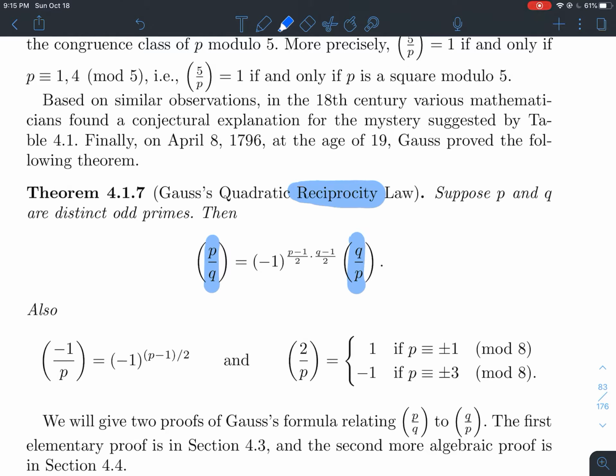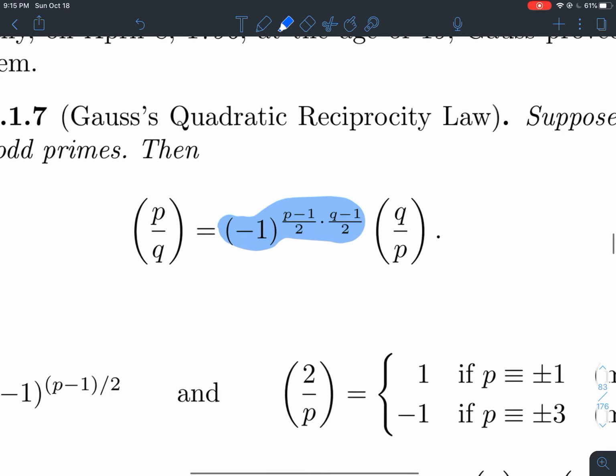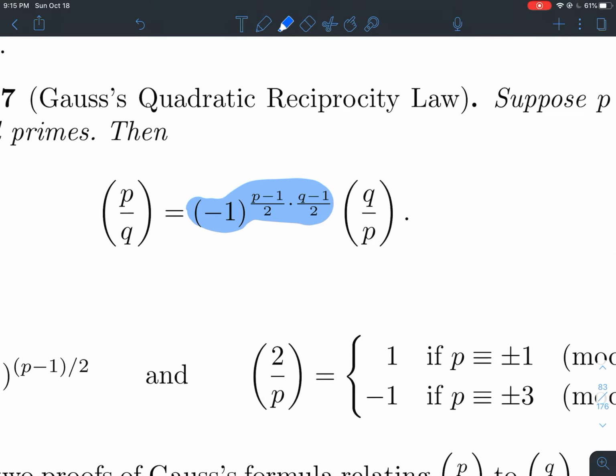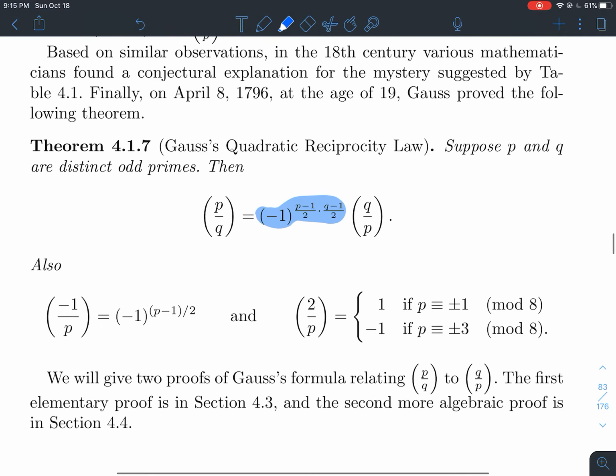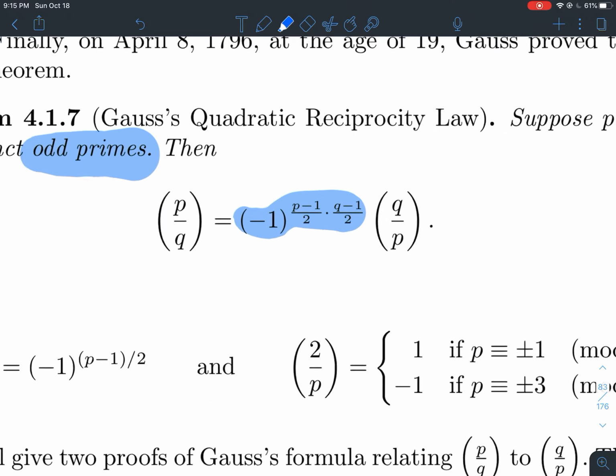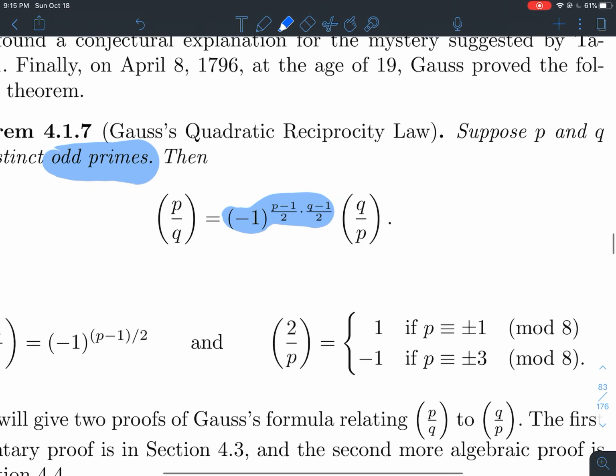But in particular, it's trying to say if p is a perfect square mod q, that should be related to the question of whether q is a perfect square mod p. And all we need to figure out in the middle is I need to take minus 1 to the (p minus 1) over 2 times (q minus 1) over 2. Those exponents look gross, but if p and q are distinct odd primes, then p minus 1 and q minus 1 are guaranteed to be divisible by 2. So these aren't really fractional exponents. That's what I want to say.